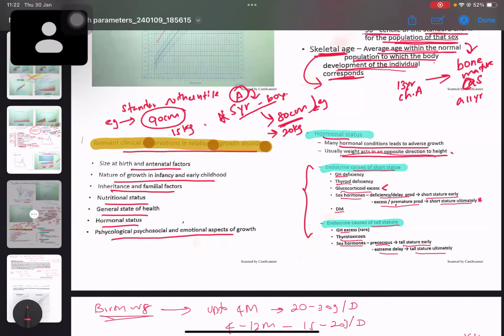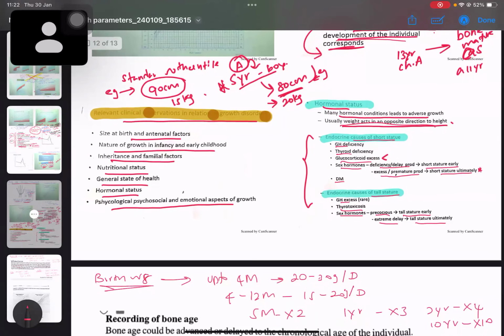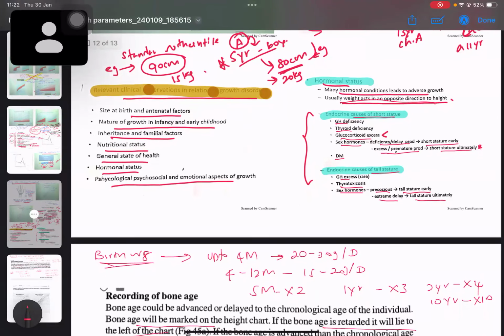Endocrine causes of short stature: growth hormone deficiency, thyroid deficiency, glucocorticoid excess, sex hormone deficiency or delayed production, short stature early, and diabetes mellitus. I'll be discussing these in detail in future sessions. Endocrine causes of tall stature: growth hormone excess, thyrotoxicosis, sex hormone precocious production, tall stature early, and extreme delay, tall stature ultimately.